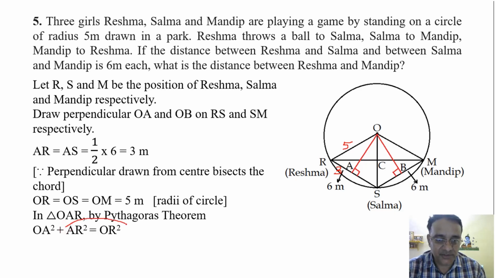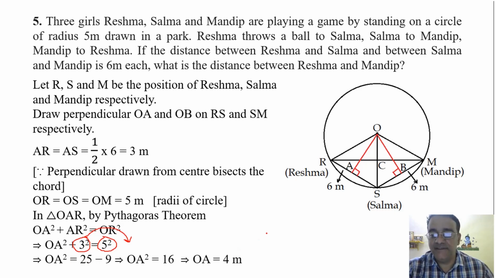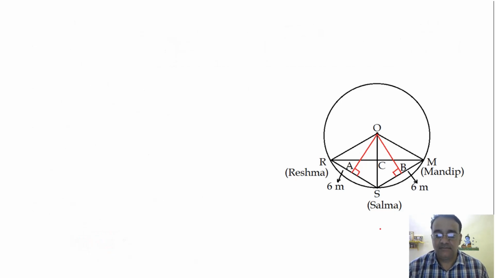So इसको यहाँ पे shift कर लो, right? So minus AR square हो जाएगा. Otherwise you can substitute and shift. So we'll substitute. So this will become 9 and this will become 25. If you shift 9 to this side, 25 minus 9, what will you get? 16. Square root of 16? 4. So OA we will get 4. Clear? Yes, sir.